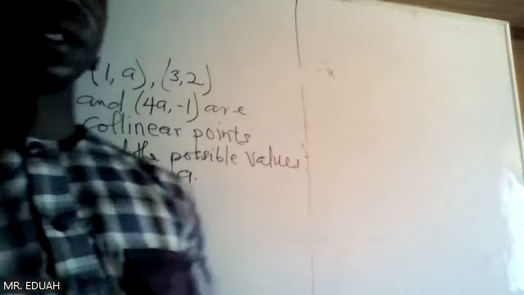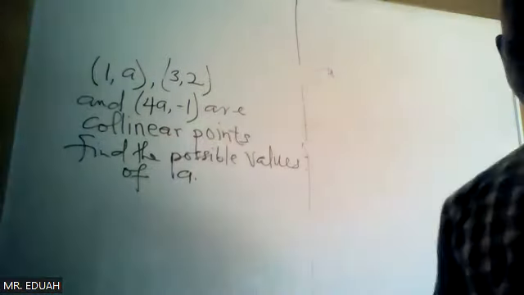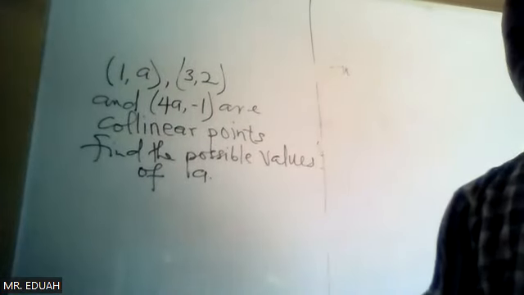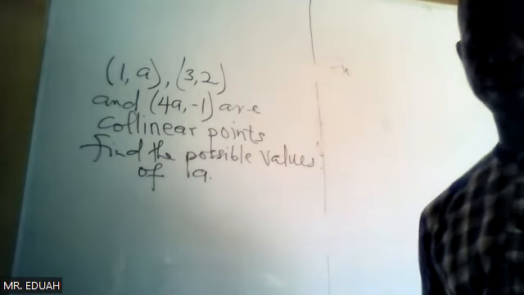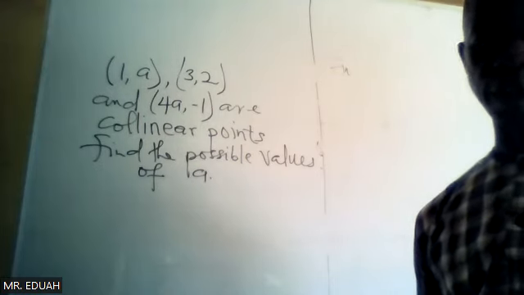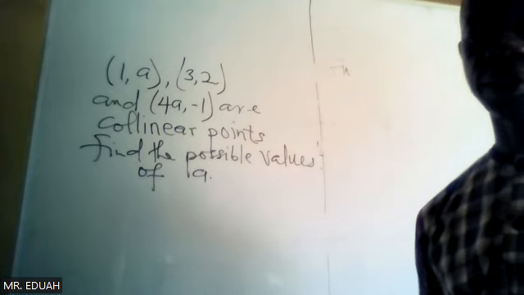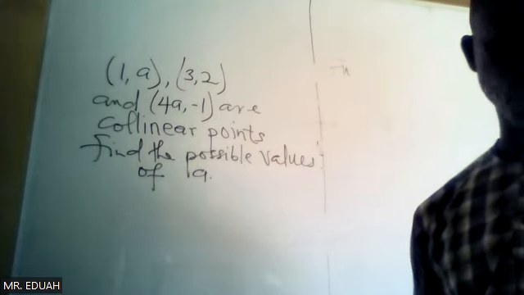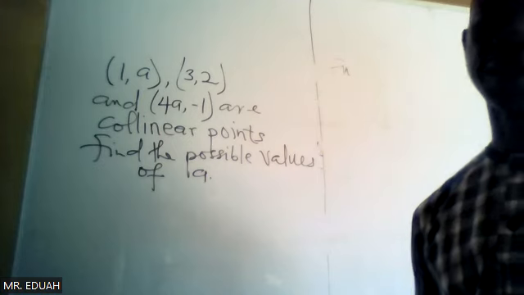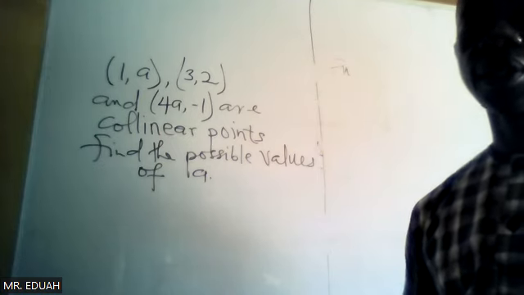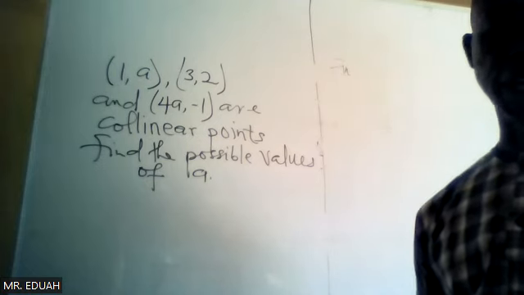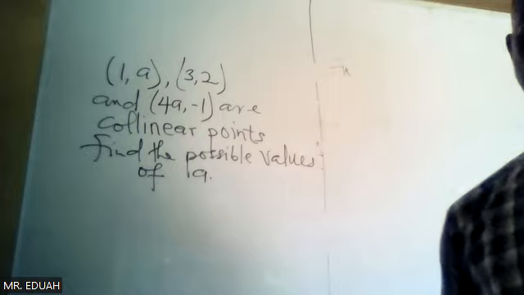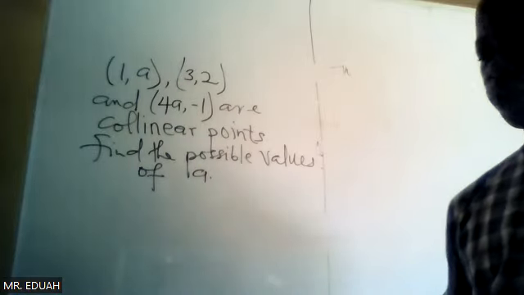Think deeply about this and try to get the values of a, meaning a can be more than a single value. You can get two values for a. So that's the meaning of find the possible values of a. The first point (1, a), the second point (3, 2), and the third point (4a, -1) are collinear points. Find the possible values of a. Your time starts now.